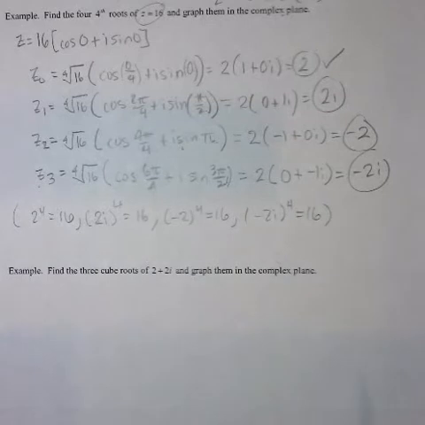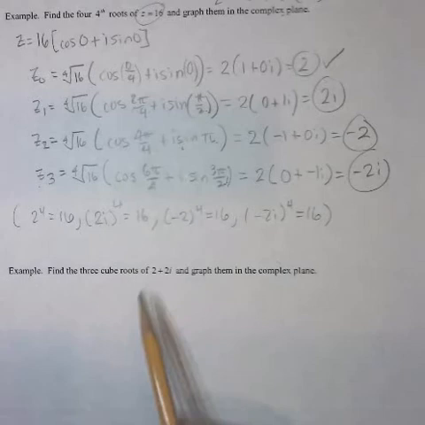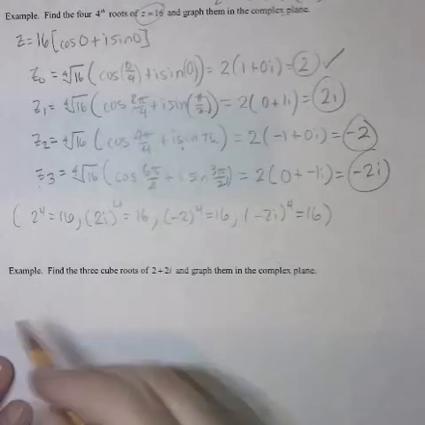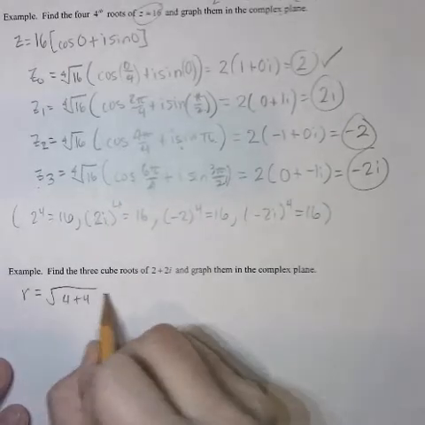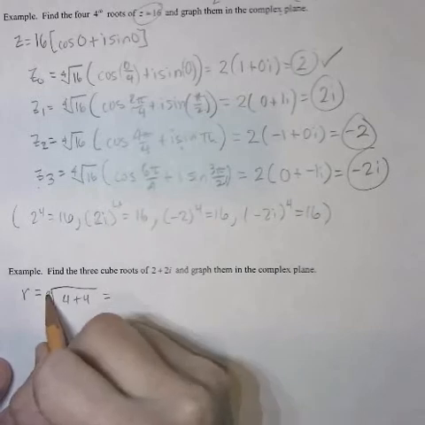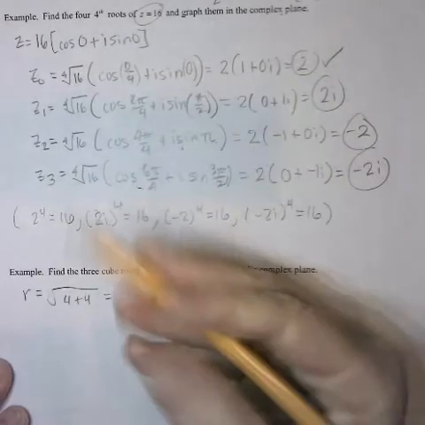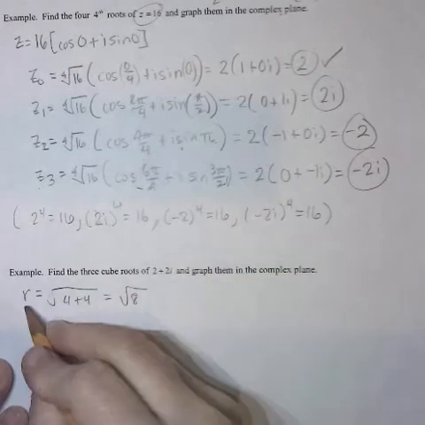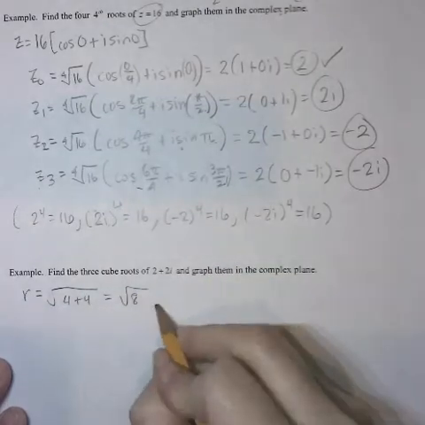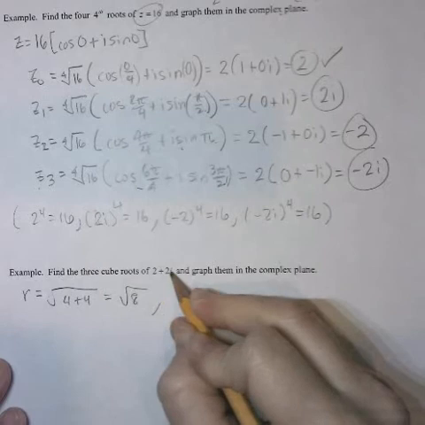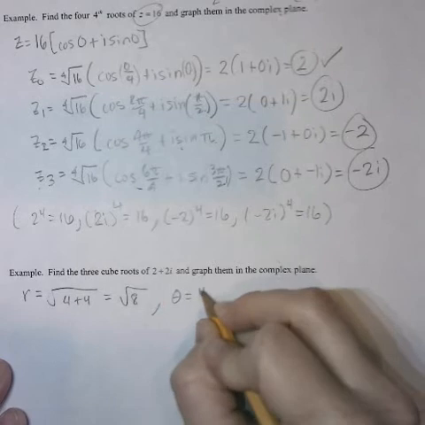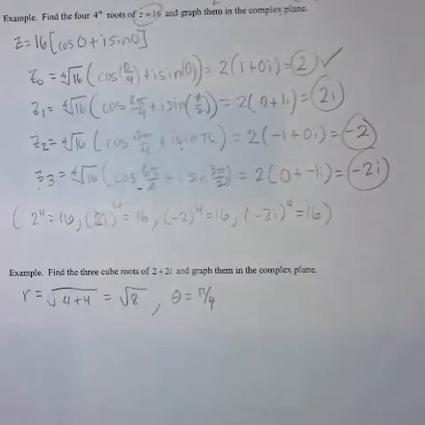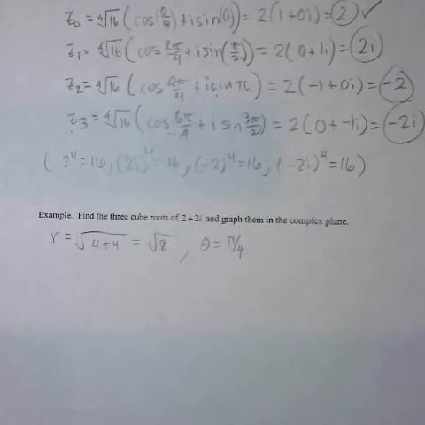Okay, so let's look at the next problem, this time 2 plus 2i, and we're going to find the cube roots of that. So r in this problem will be the square root of 4 plus 4, which is, whoops, not the square root. Oh, yes, the square root. What am I saying? Square root of 8. And then 2 plus 2i would be in quadrant 1. So theta is, and a and b are equal, so it's just going to be pi over 4. We'll do this one in radians as well, and then we'll do the next one in degrees.